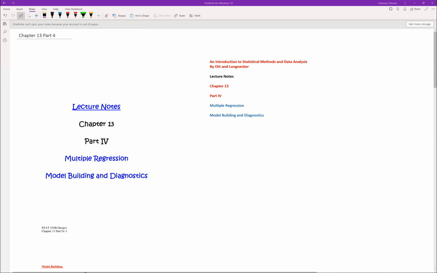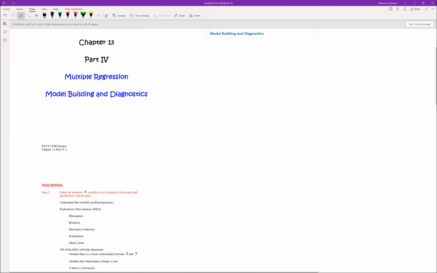Hello, everyone. We're working through An Introduction to Statistical Methods and Data Analysis by Ott and Longnecker. This is chapter 13, part 4, multiple regression, as well as model building and diagnostics.